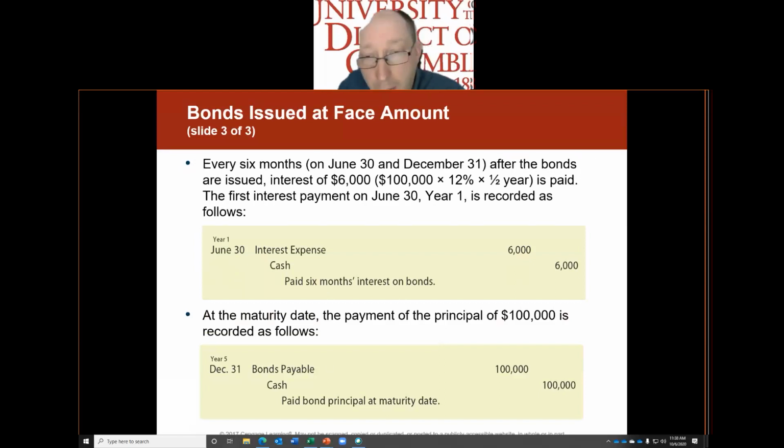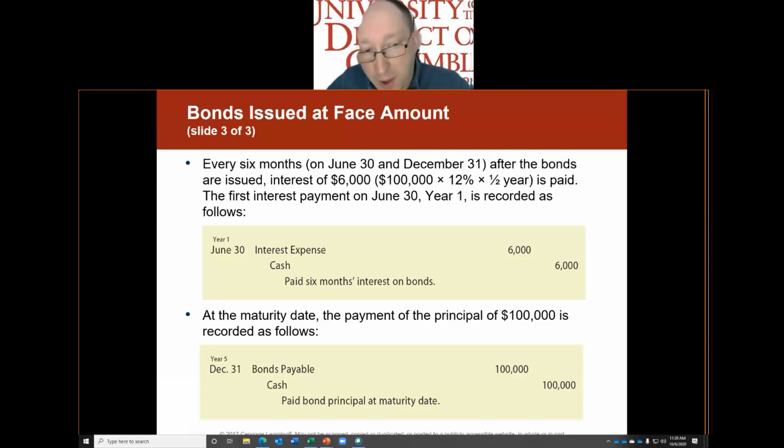Now, as we earlier said, the interest rate was 12%, which is also the market rate, and that's also the interest rate of the bond. And we said it was paid semi-annual. Now, here's how we calculate how much we're going to pay in interest.